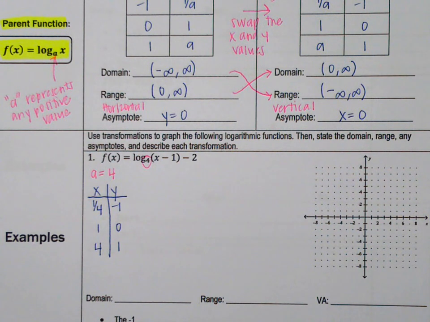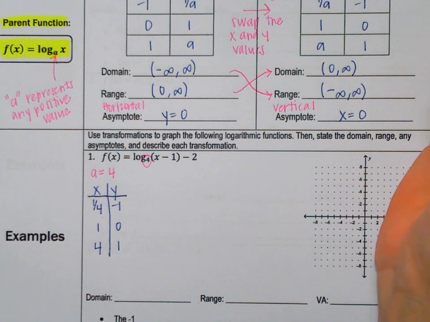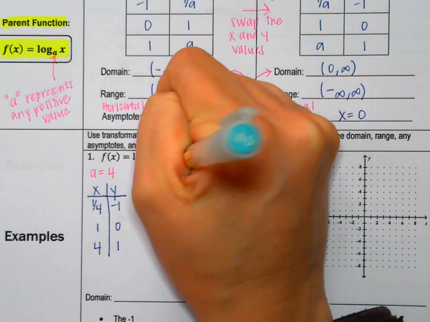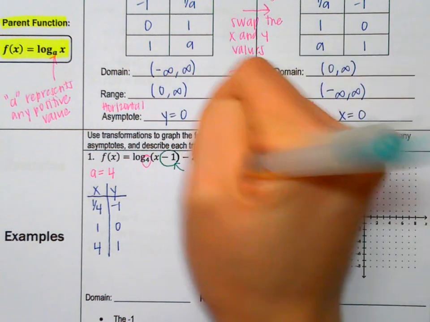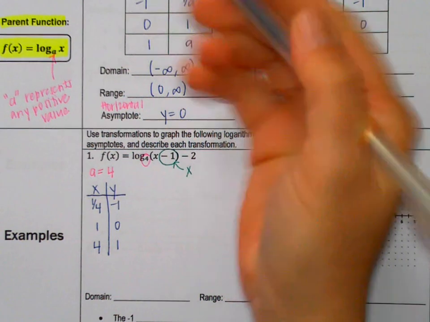Okay, so now we apply our transformations just like we have been doing in every other parent function. So we think to ourselves, okay, is the -1 going to be a change to x or a change to y? So remember, when it's a change to x, it's within the function. When it's a change to y, it's outside the function. So this -1 is within the argument. It's within the parentheses. So when it's within the argument or within the parentheses here, this is going to be a change to x. And then that -2 is outside the parentheses. And so that -2 is going to be a change to y.